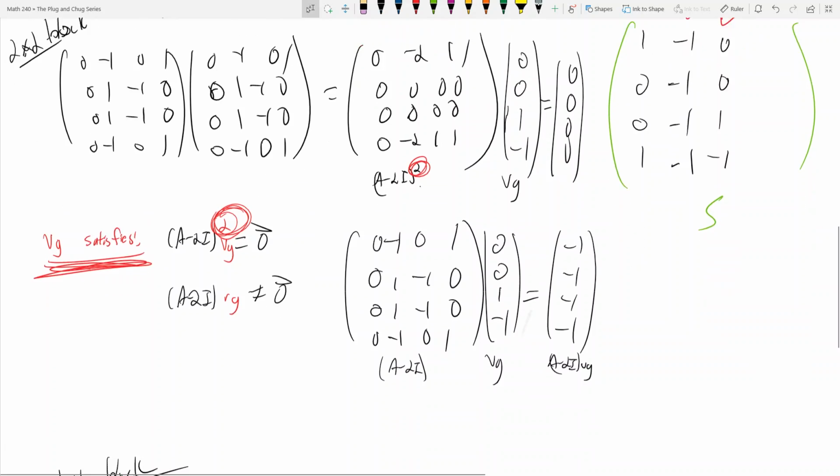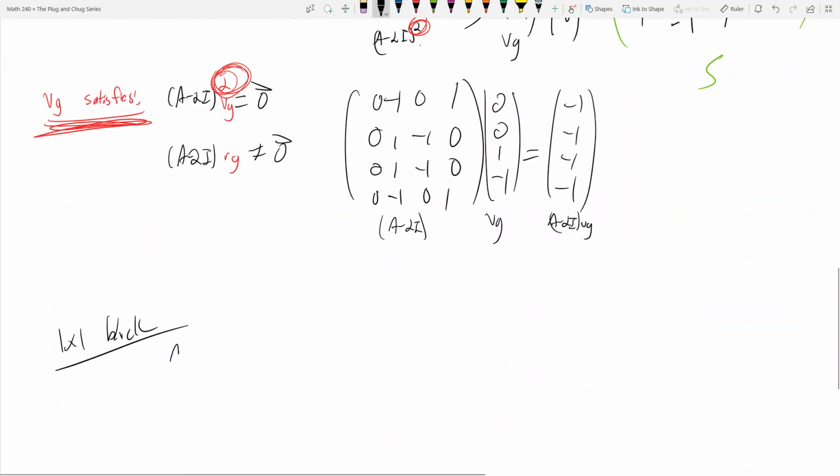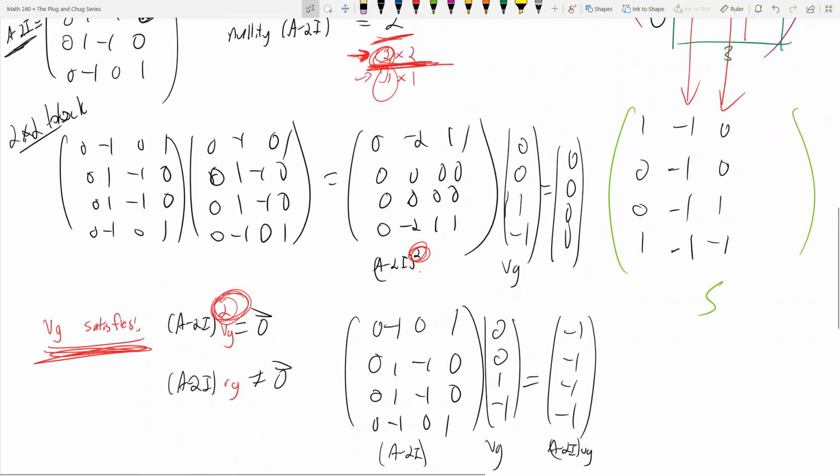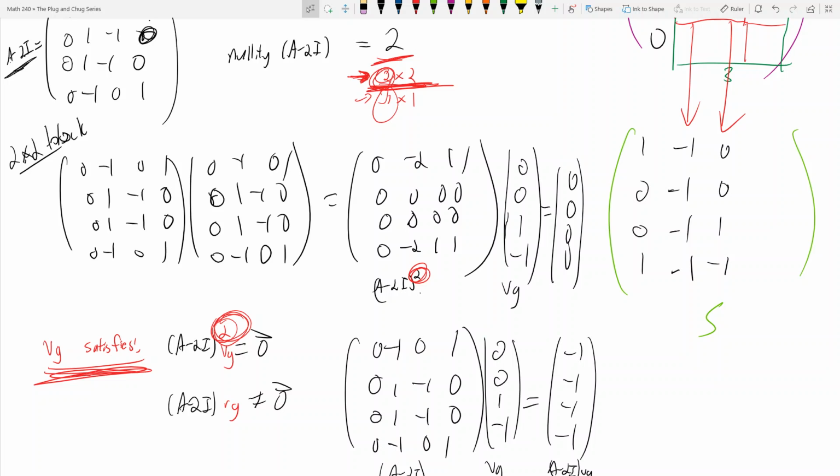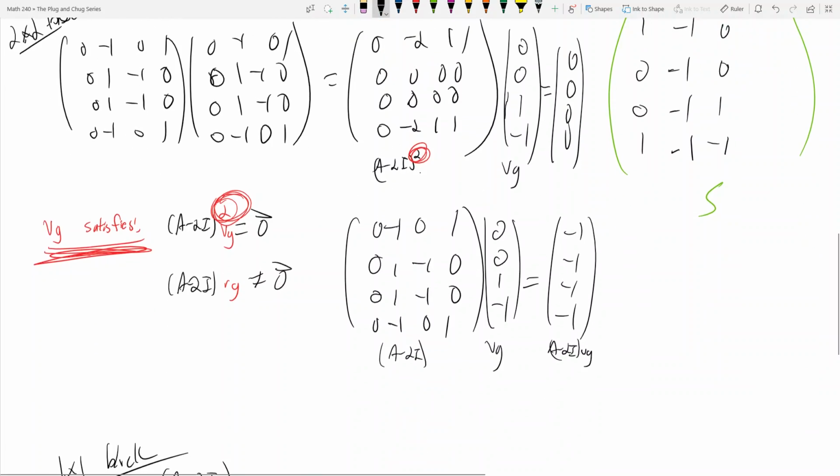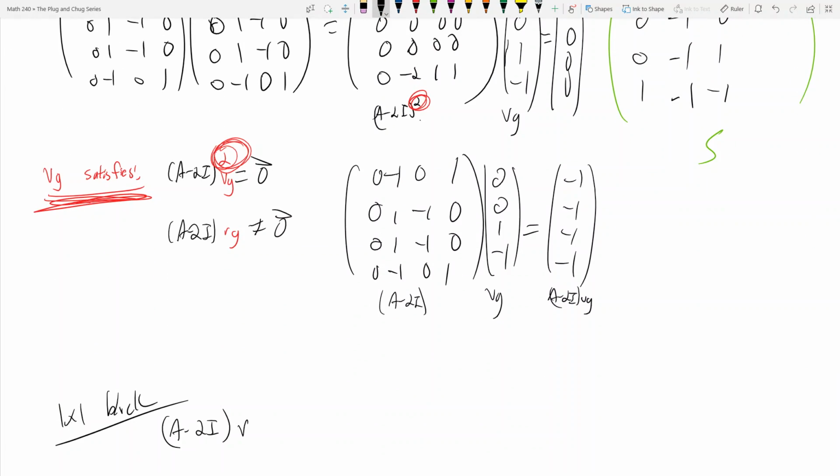All right, now I have to deal with the 1x1 block. So now I have to take A minus 2I, raise it to the first power. That's itself, right? A minus 2I to the first power is itself. Okay. And now I need to find some VG that makes it equal to 0. Hey, wait a minute. I know what that is. That's just an eigenvector.